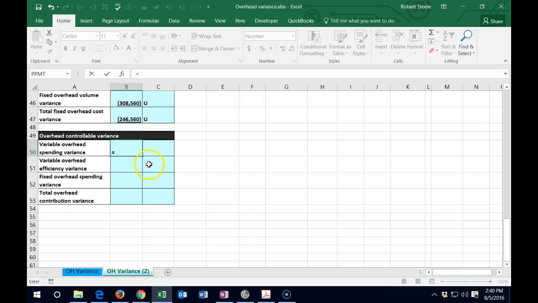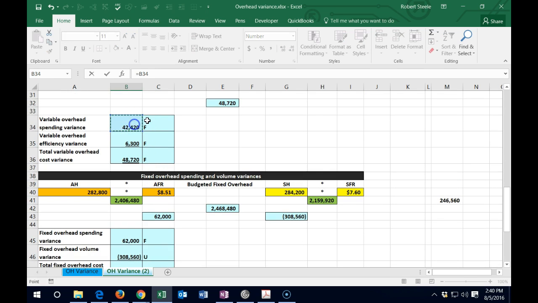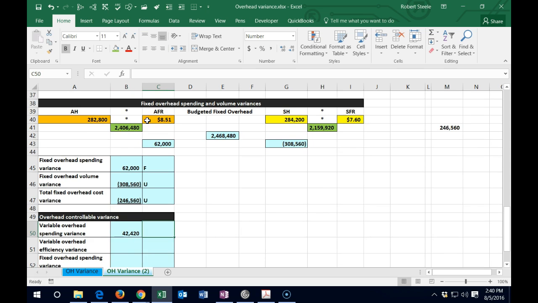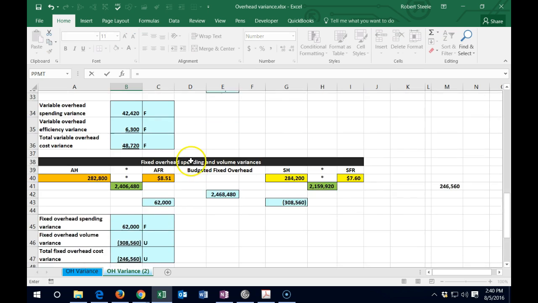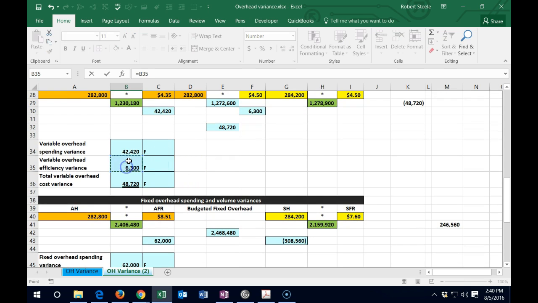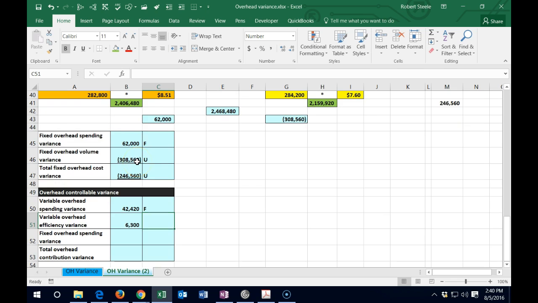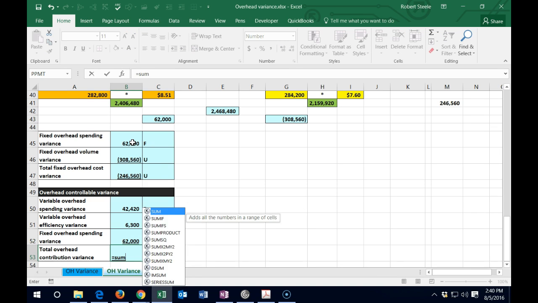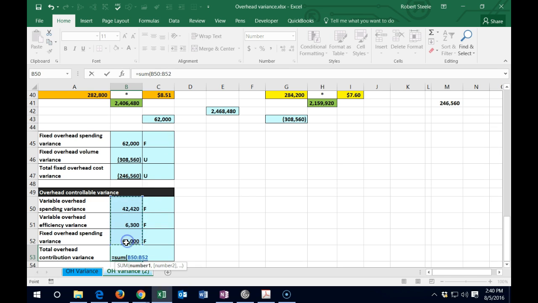The variable overhead spending variance was calculated up here, and that was favorable. And then we have the variable overhead efficiency variance, which was calculated up here, and that was favorable. And then we have the fixed overhead spending variance. That's going to be right here, and that's favorable. And then if we sum these up, we get the total overhead controllable variance, equal to the sum of these, and that is favorable.